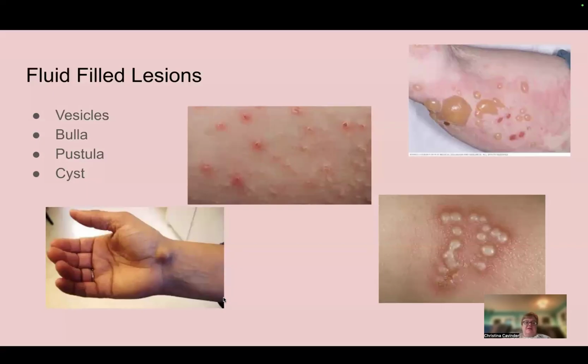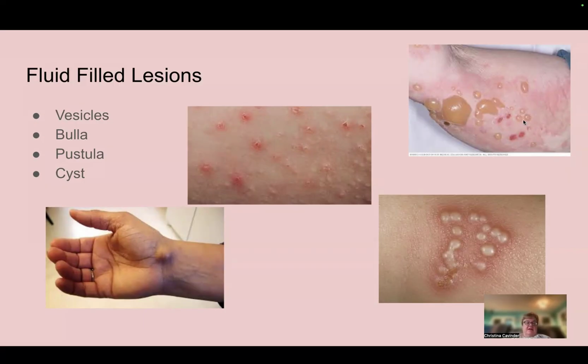Fluid-filled lesions, vesicles, these are vesicles here. Vesicles have serous fluid in them. That looks like a nasty one, maybe like a burn or something, I don't know, or like what I always get for poison ivy. This is what my poison ivy always turns into, these vesicles.